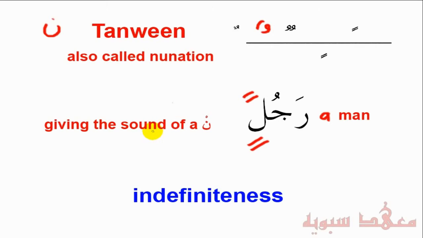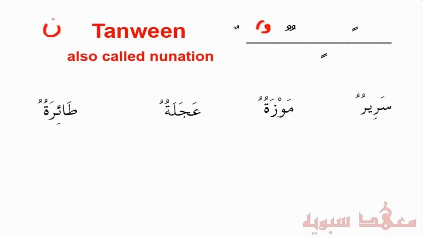Now let's go through some words with tanween. Okay, we have these four words. So the first one is sarirun. So you see the tanween here. Next one is mawzatun. Third one, ajalatun. And lastly, ta'iratun. So notice the un sound at the end. And we can also put the two fathas and the two kasras also. So for example here, sarir could be, let's take this off, it could be sariran or saririn.